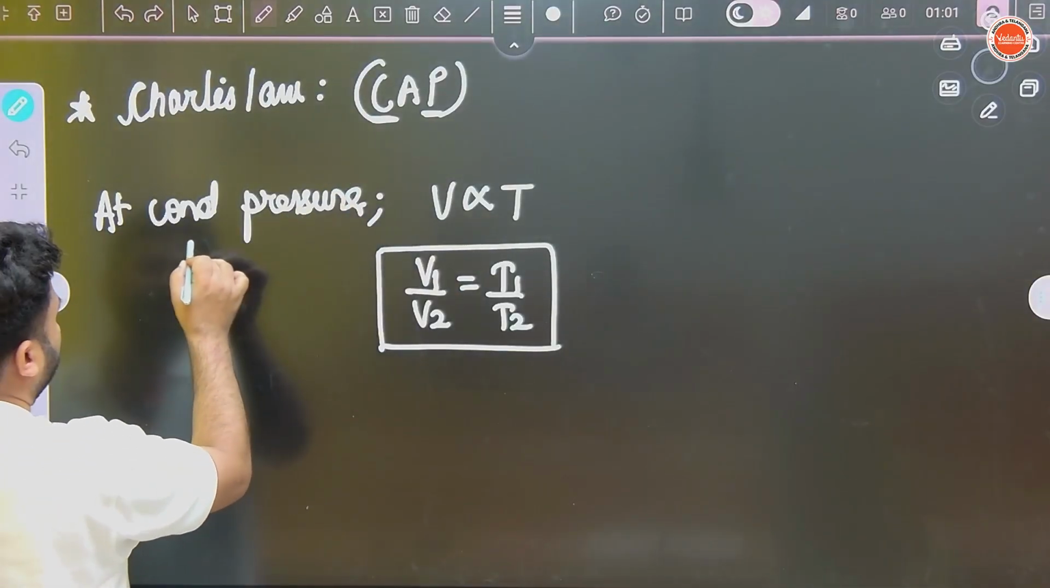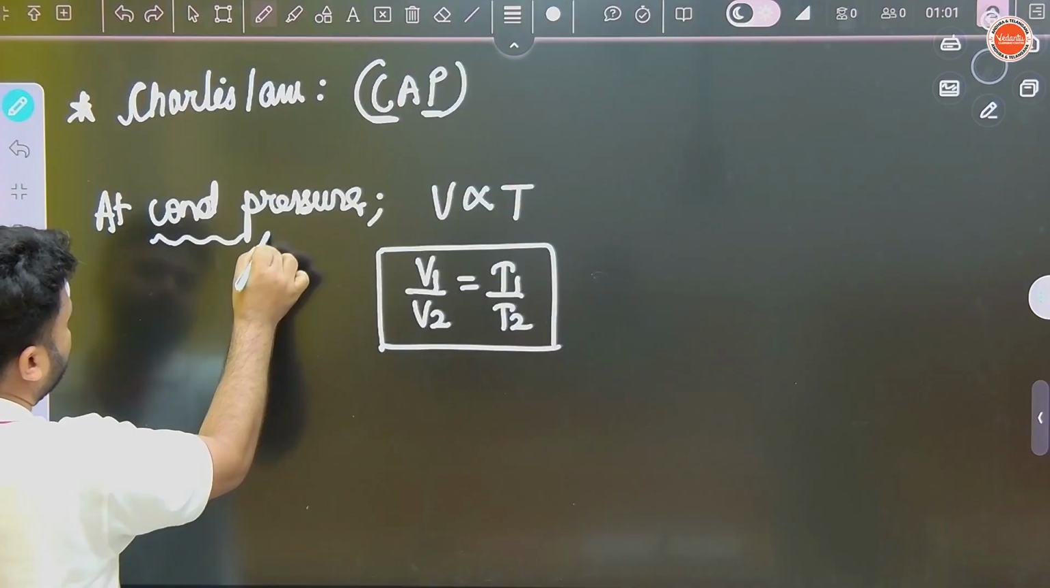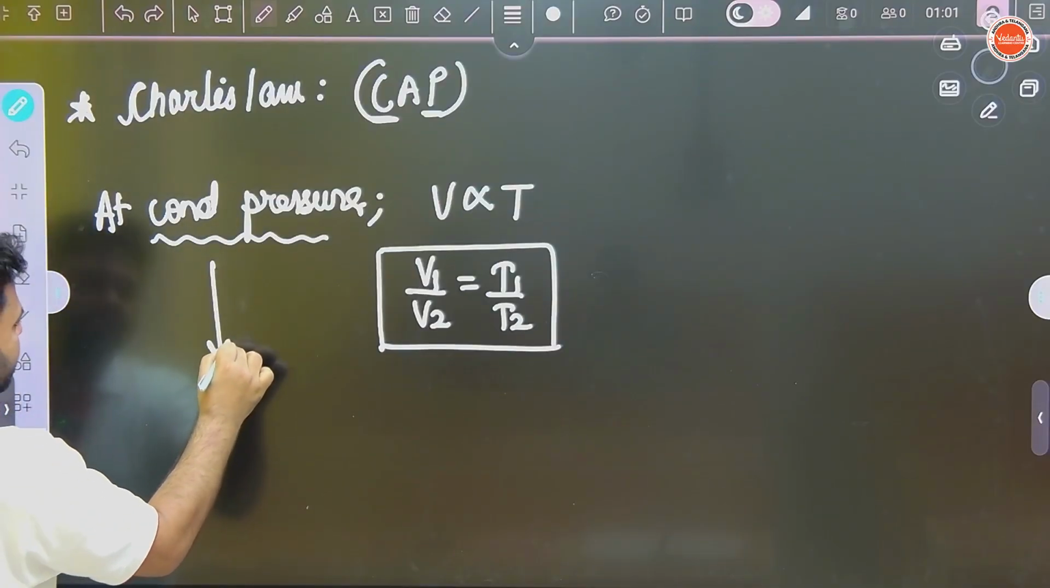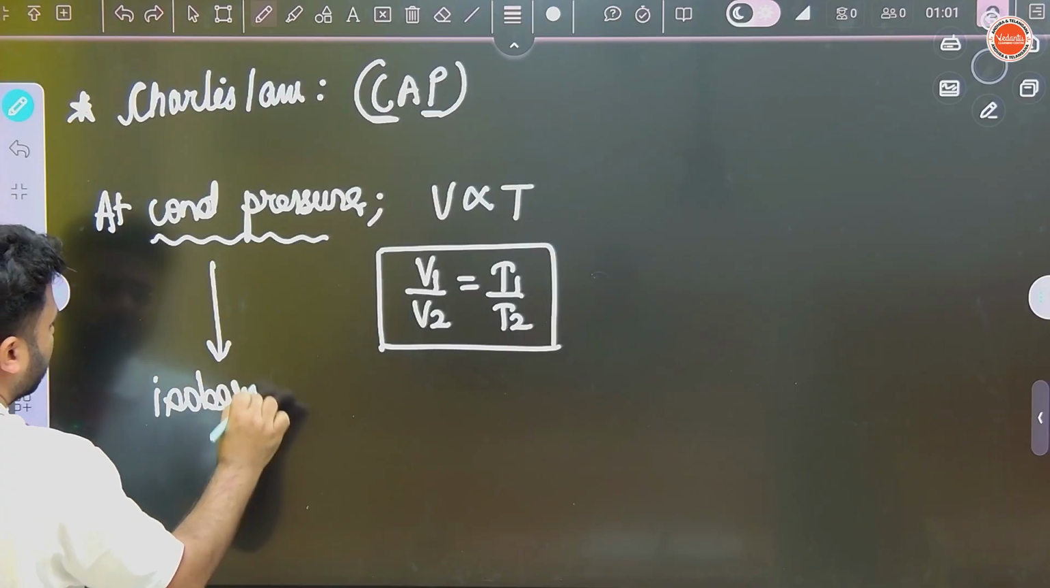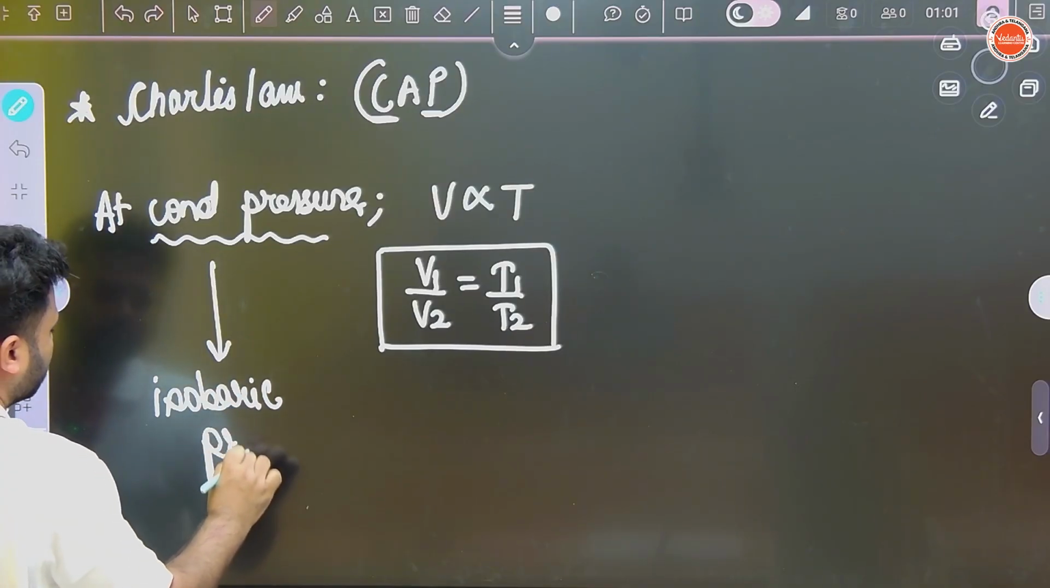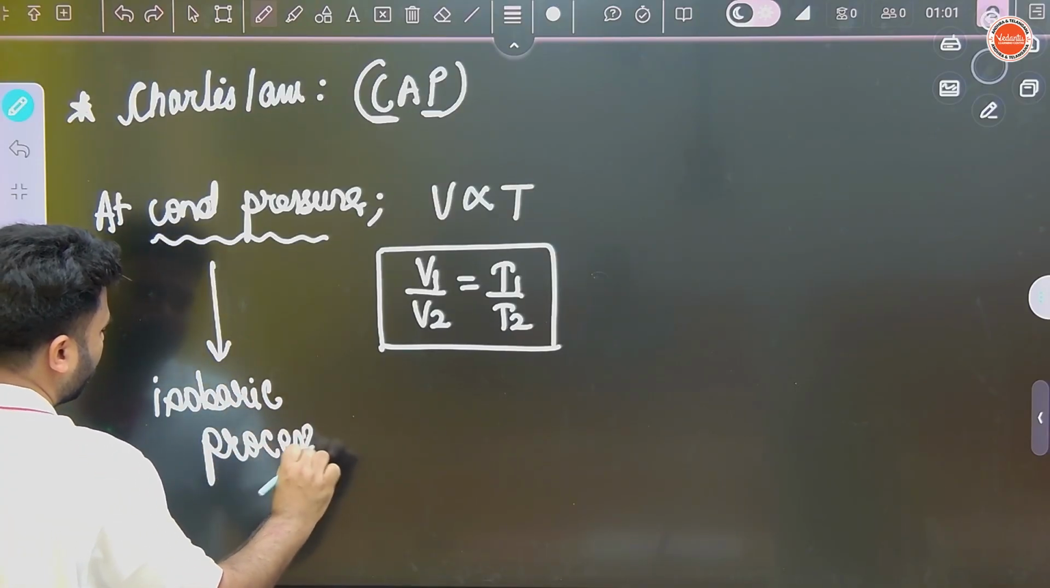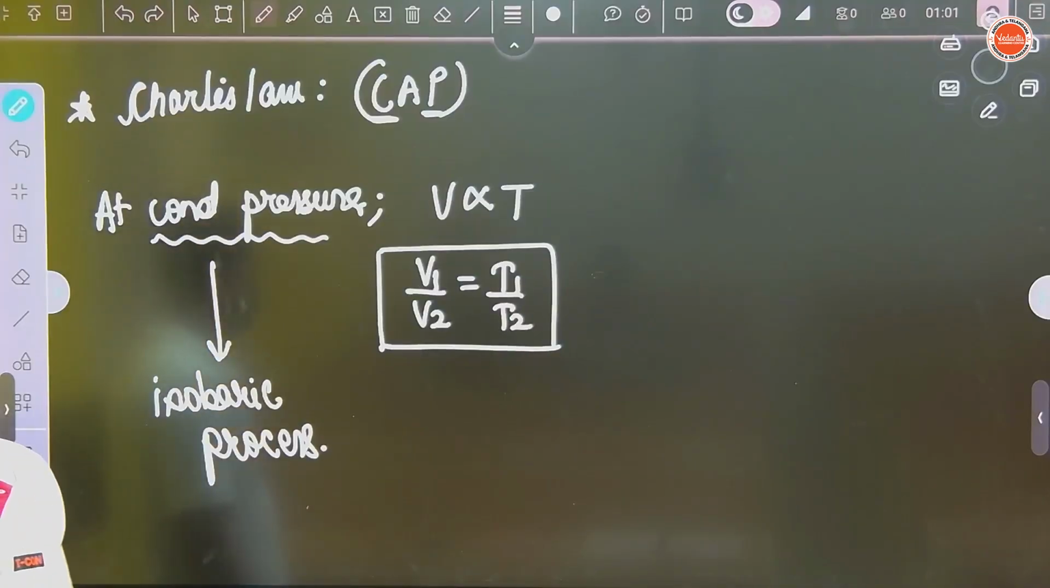This constant pressure process is also called isobaric process. Correct?